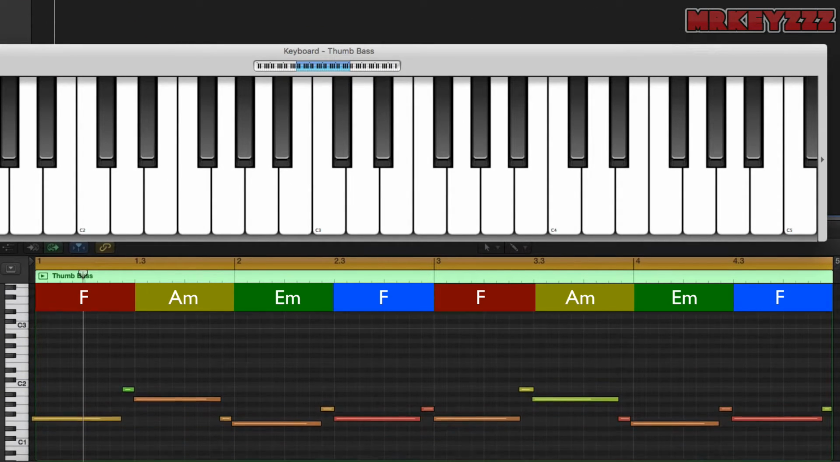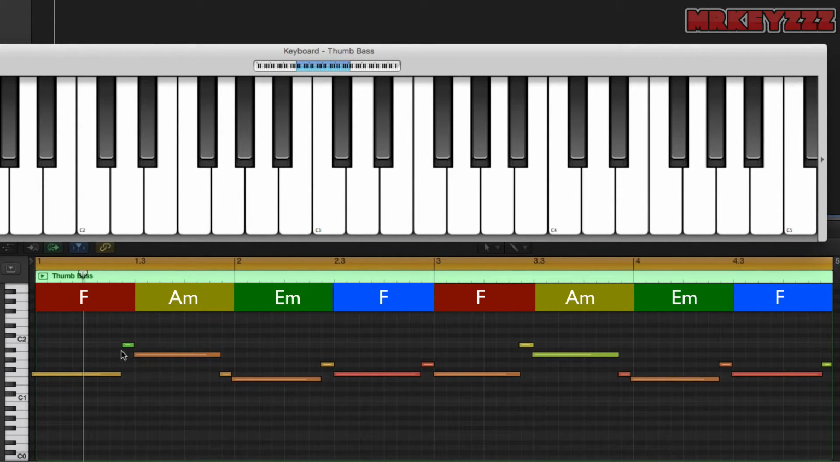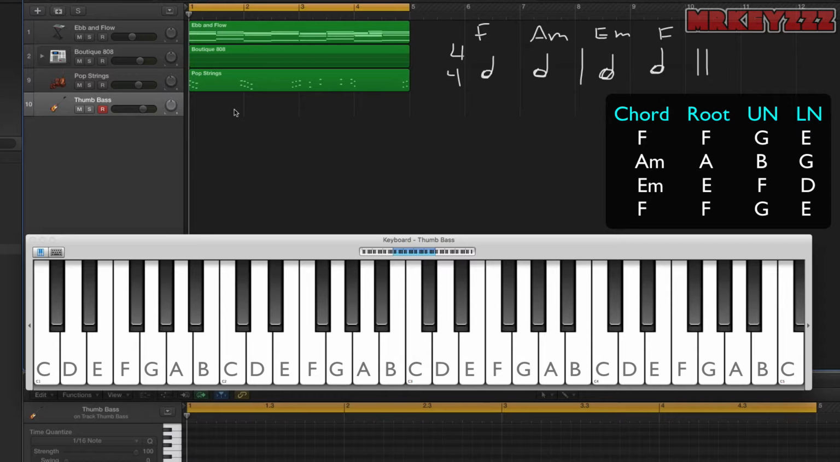So if we look down here in the editor window again, we can see that now our upper neighbor is much shorter. It's only a 16th note value, and that goes for all of them. So we're borrowing less time this time. In this next example, I'm going to play the upper neighbor twice instead of just once.